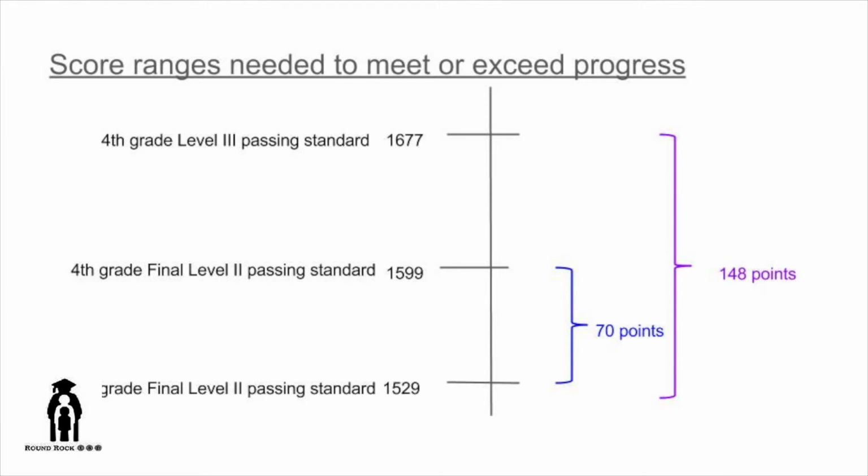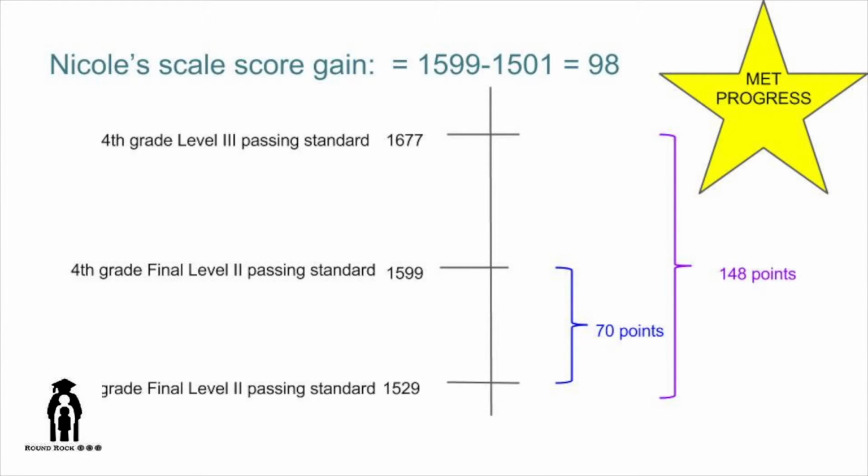Nicole scores a 1501 in 3rd grade and a 1599 in 4th grade, which is a gain of 98 points. That is more than 70 but less than 148, so Nicole met progress.